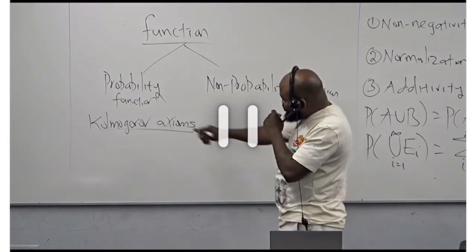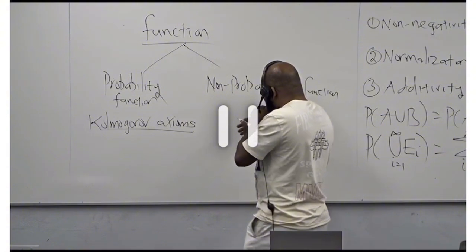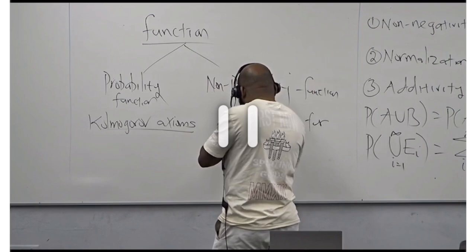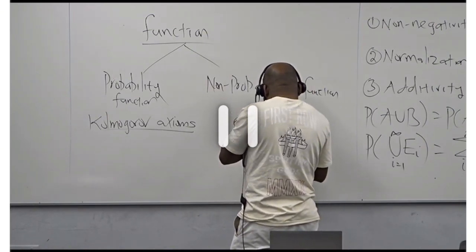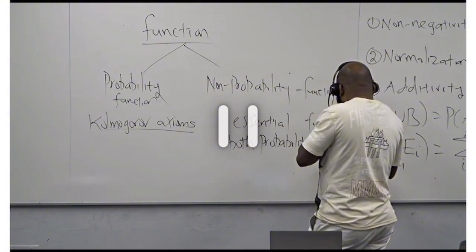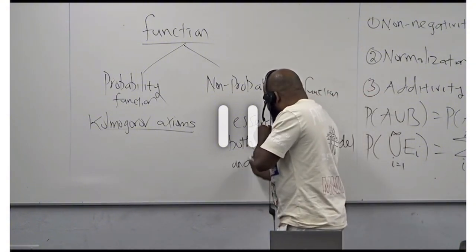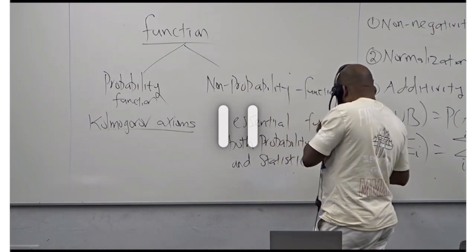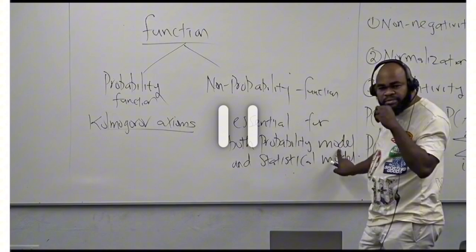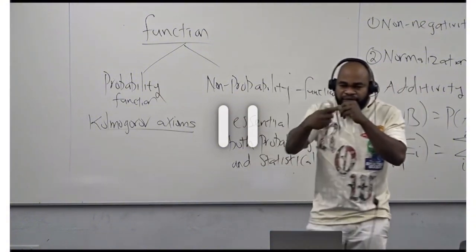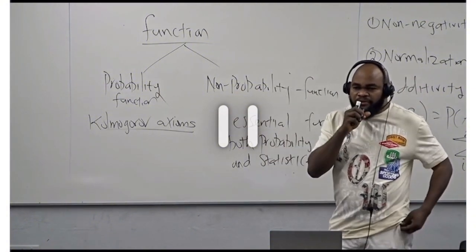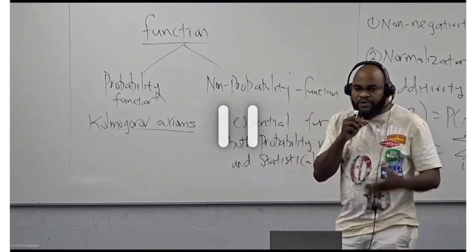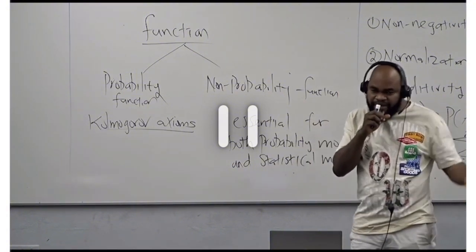I'm going to say that again. Probability functions are very essential for both probability models and statistical models. The probability model uses the probability function, and with it we'll be able to know how frequently a particular event occurs.